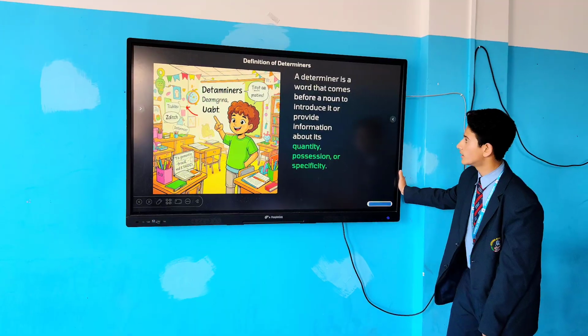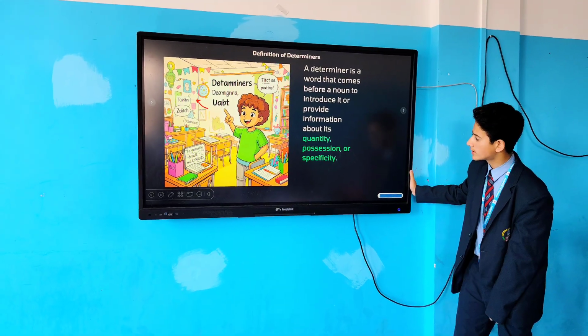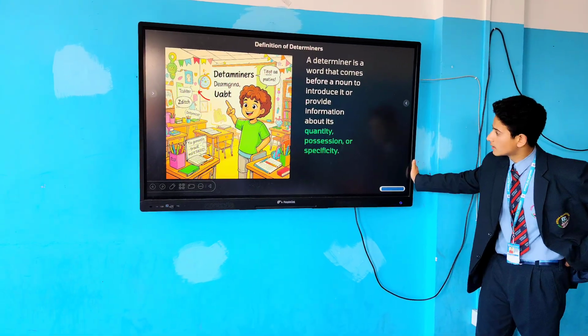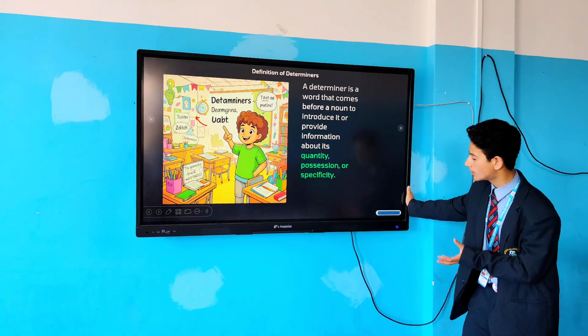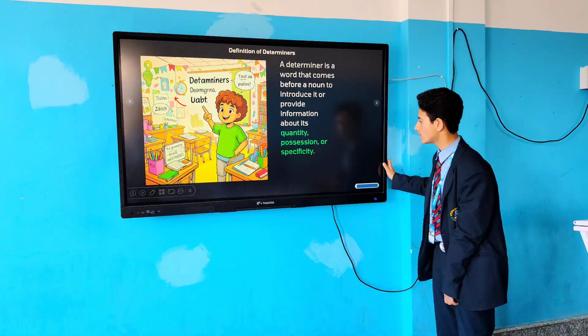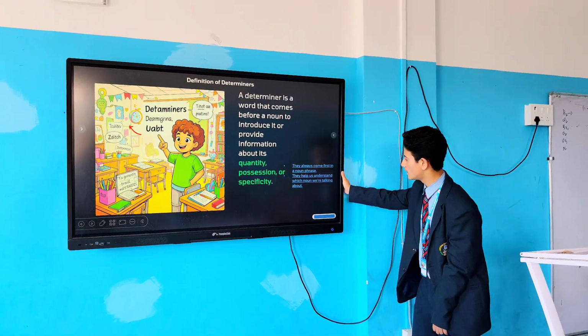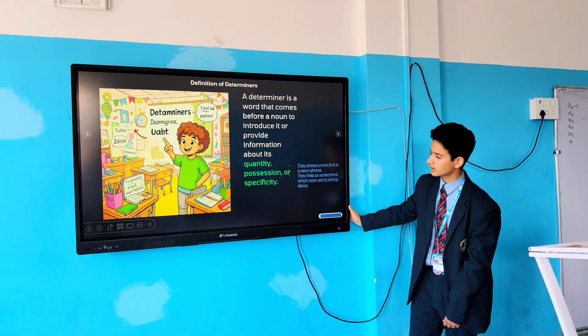A determiner is a word that comes before a noun to introduce it or provide information about its quantity, position, or specificity. So it's a word that tells us more about a noun, and they always come first in the noun phrase. They help us to understand which noun we are talking about.